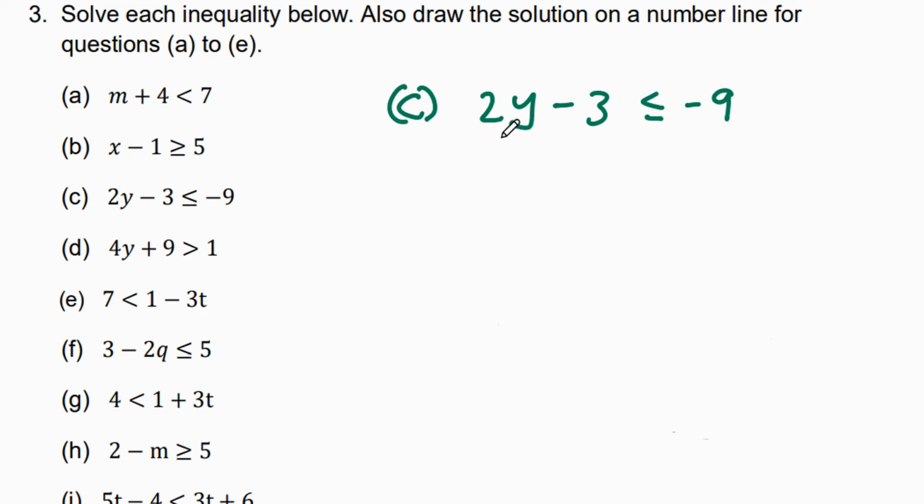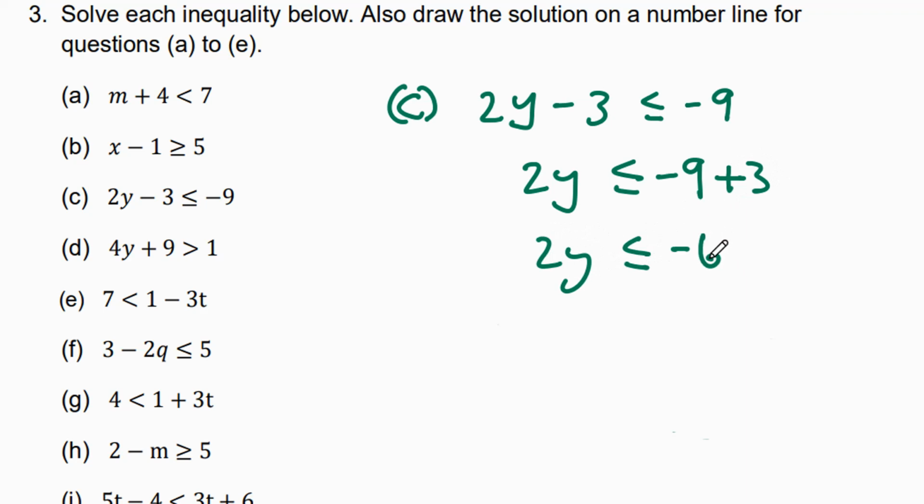Then in C, we have 2y minus 3 less than or equal to -9. We want to isolate the y on the left-hand side, and we can do so by taking the -3 to the right-hand side. It becomes +3. So we end up with 2y less than or equal to -6. We want to get rid of the 2 here. So since we are multiplying by 2 on the left-hand side, we can divide by 2 on the right-hand side. So the answer is y is less than or equal to -3.